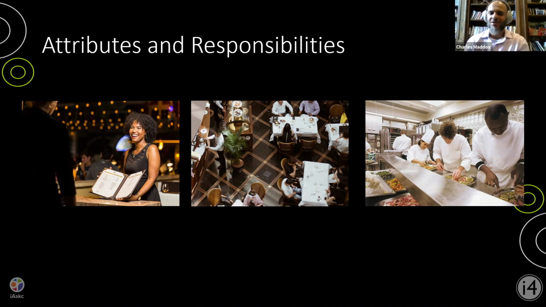Sure. Thanks, Mamba, for that question. And yeah, the pictures you pulled up here of a restaurant, I think this really resonates well with a Scrum Master's role in the big picture of things.